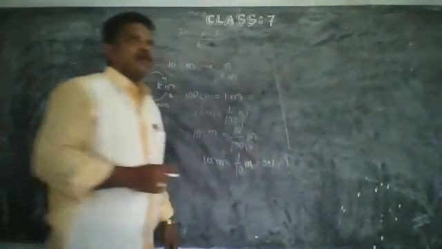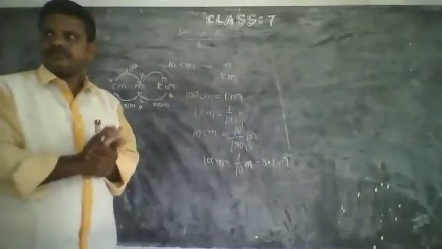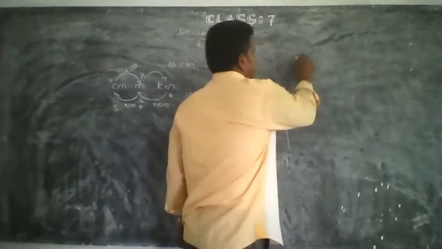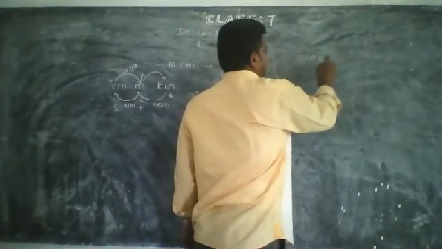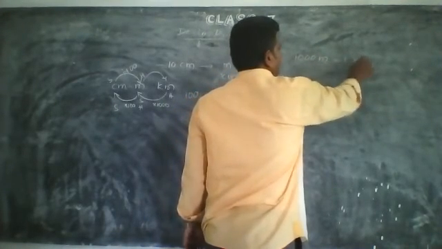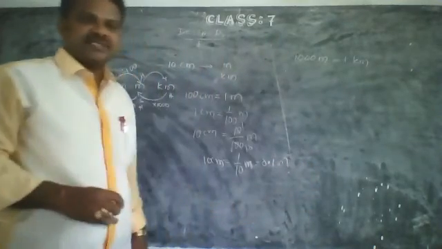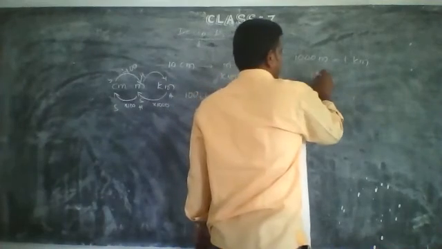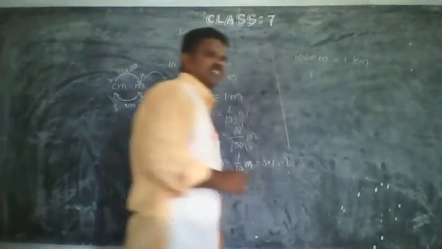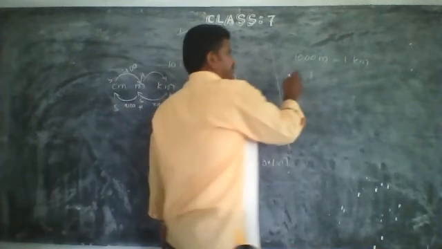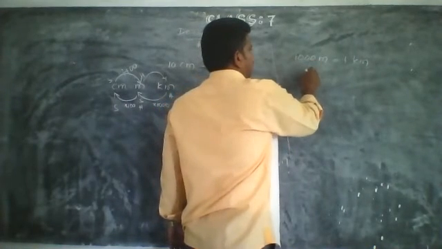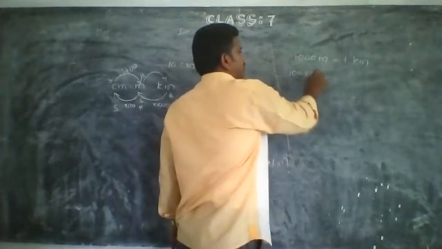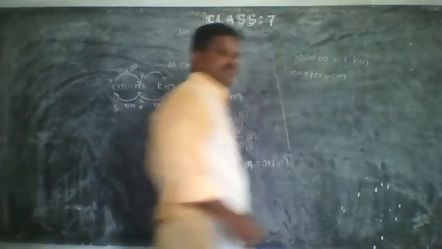How many meters make a kilometer? 1,000 meters makes 1 kilometer. 1000 meters is equal to 1 kilometer. Right? And what about 1 meter? So first of all, how many centimeters are in these 1000 meters? We need to know that. Please tell me, when we convert to centimeters, 100 into 1000, that is 1000 centimeters.